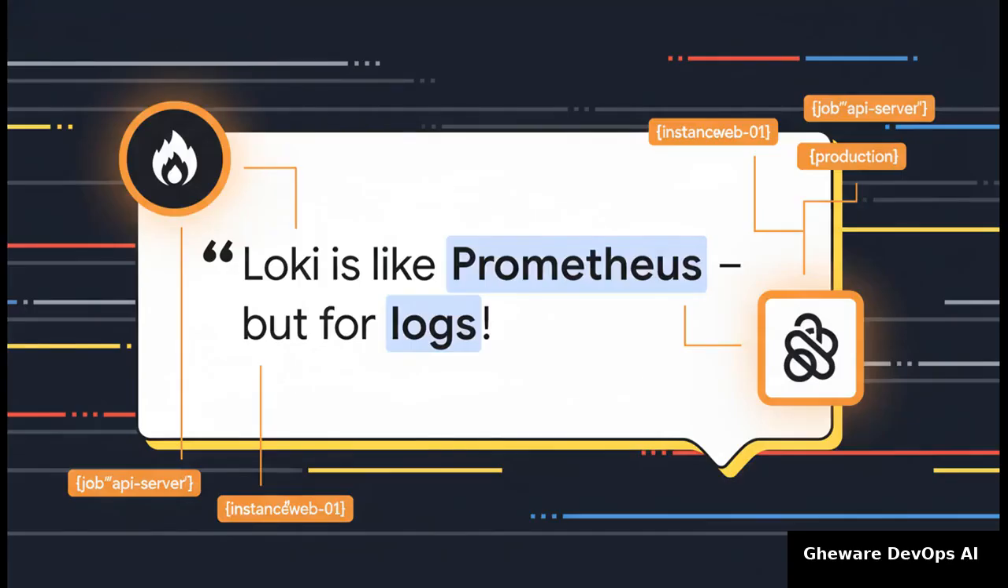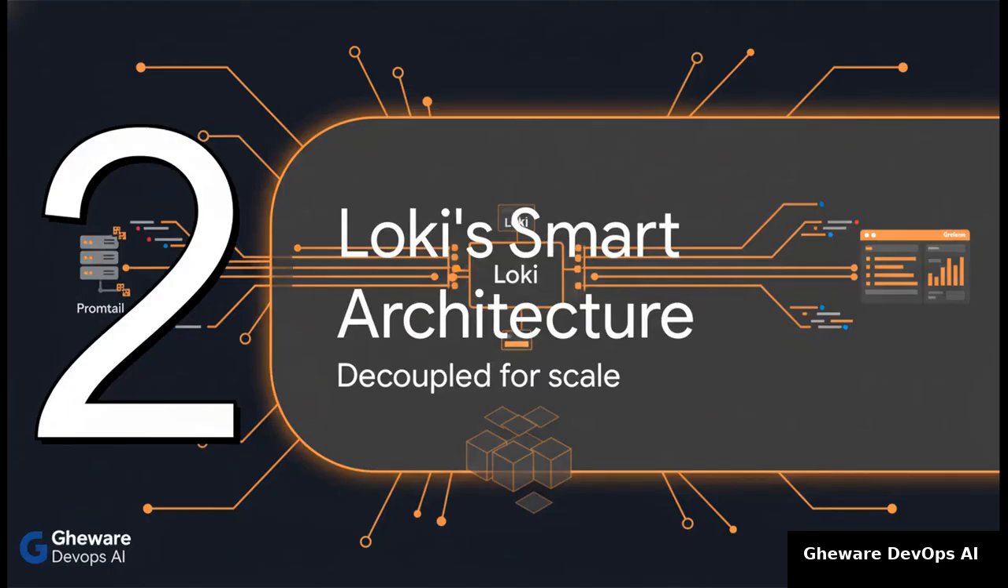And this right here, this quote just nails it. It's the core idea. If you already get how Prometheus uses labels, things like job, instance, namespace, then you're honestly already halfway to understanding Loki. It just takes that same powerful, efficient idea and applies it to logs. That's the magic.